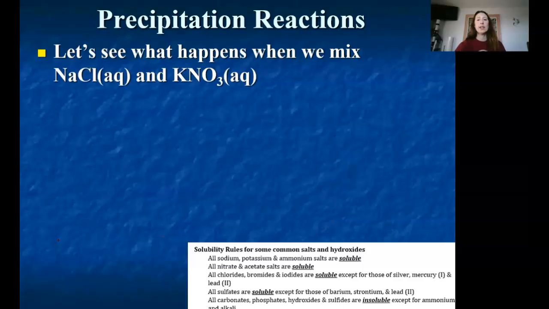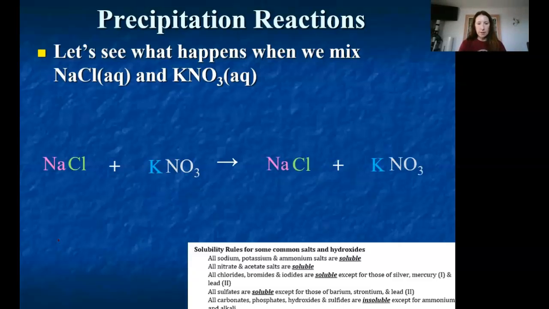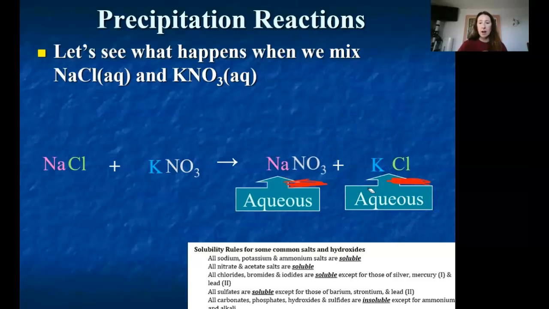Okay, so let's try another one. So we have sodium chloride and potassium nitrate. So again, just watch here. I'm just going to flip these two, right? And then we check our solubility table. So here's a solubility table you're given. Remember, I told you just memorize that one. All nitrates are soluble. So this is aqueous. Told you that one, right?